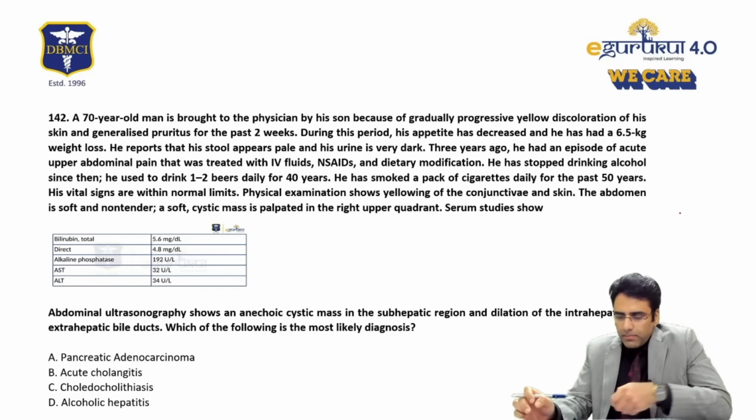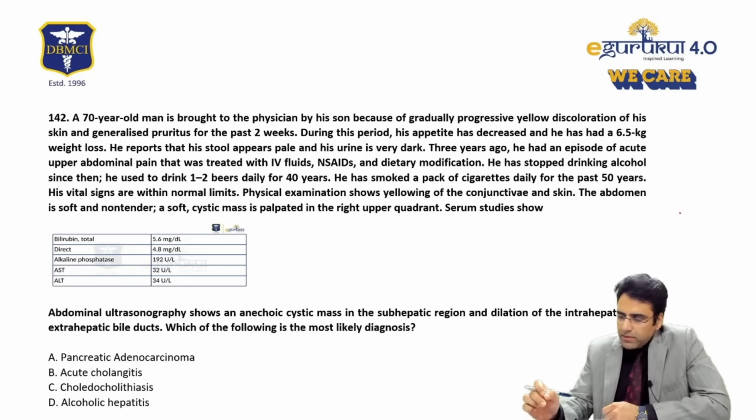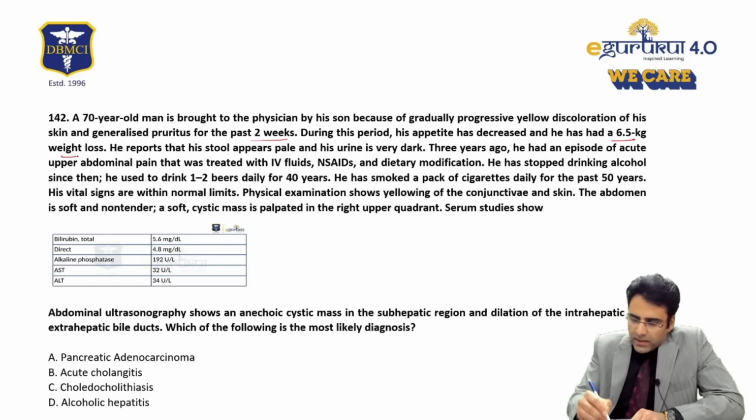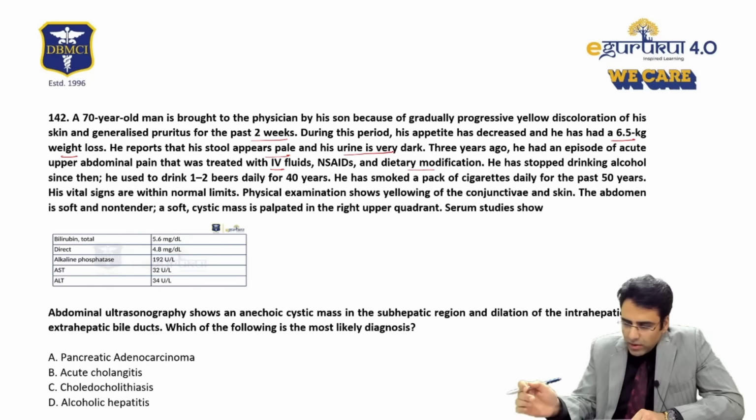A 70-year-old man is brought to the physician by his son because of gradually progressive yellowish discoloration of his skin and generalized pruritus for the past 2 weeks. During this period, his appetite has decreased and he has had a 6.5 kg weight loss. He reports that his stool appears pale and his urine is very dark. 3 years ago, he had an episode of acute upper abdominal pain that was treated with IV fluids, NSAIDs, and dietary modification. He has stopped drinking alcohol since then. He used to drink 1 to 2 beers daily for 40 years.